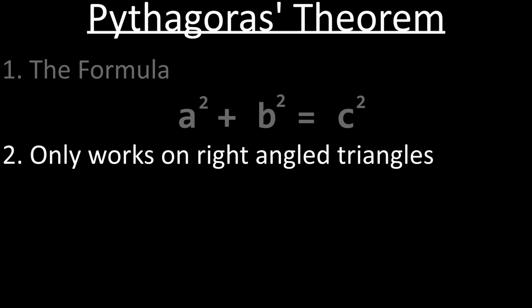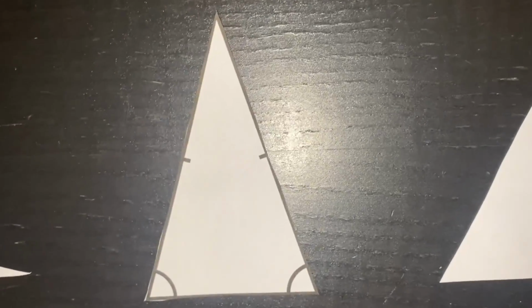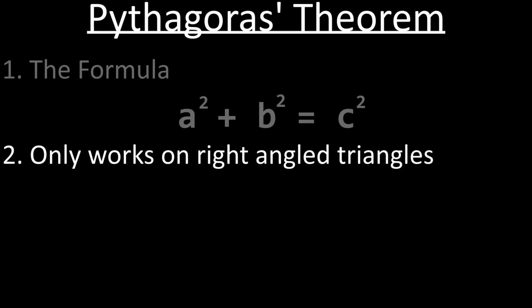Number two, this only works on right angled triangles. You can forget about all other triangles and shapes when it comes to Pythagoras theorem. Your scalene triangles, your isosceles triangles, and your equilateral triangles, throw them in the bin. You only care about right angled triangles when it comes to Pythagoras.